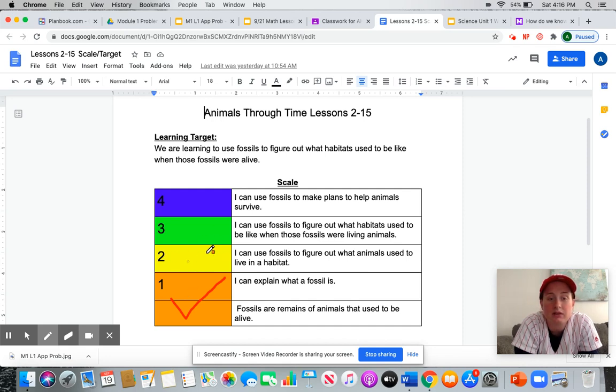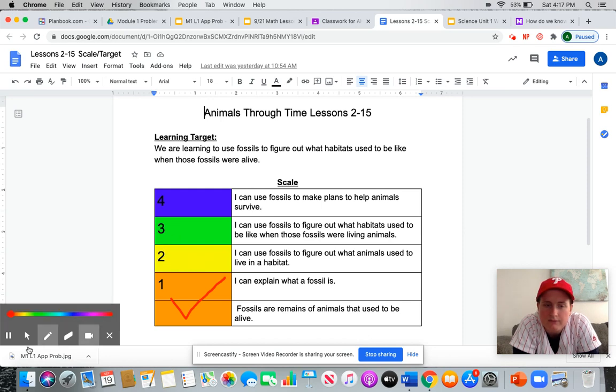We're on step 2, where we're using fossils to figure out what type of animals used to live in a habitat. So you match a fossil to a habitat, okay? We're still kind of hanging out in here. We're almost to our target that we're learning to get to, right? We're learning to use fossils to figure out what habitats used to be like when fossils were alive. But right now we have to work on this step 2 first, okay? So on Friday, we started thinking about dinosaurs, right?